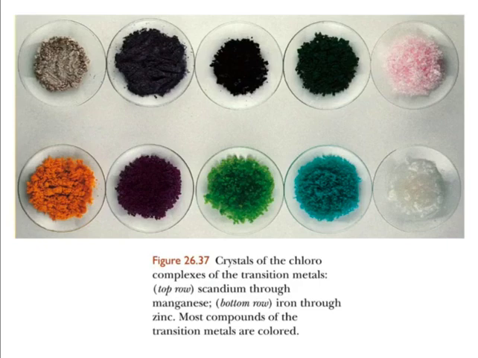So this is a fun picture from Macquarie that I like to throw up. It has crystals of the chloro complexes of the first row transition metals, and pretty much all of these are colored. Zinc, however, is an exception. Zinc 2+ is a d10 ion, so the entire split d orbitals are full, and there's no place for electrons to move, so it can't really absorb light. Just found that interesting.